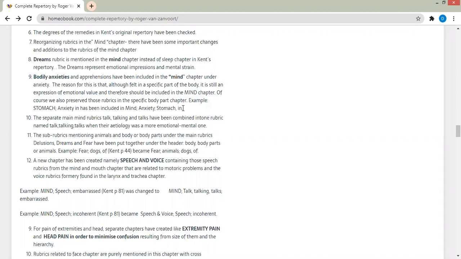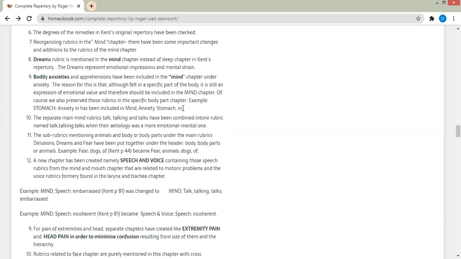So in this way, the general body anxiety, bodily anxieties, are related to emotions, related to the mental state of the patient. So they are included under section mind in complete repertory. As in Kent repertory, we found it under section stomach, under the anxiety rubric, but in this repertory under section mind we have the anxiety rubric and the sub-rubric is stomach.